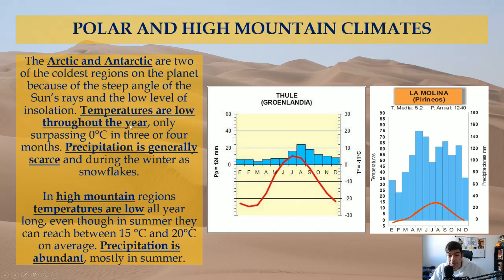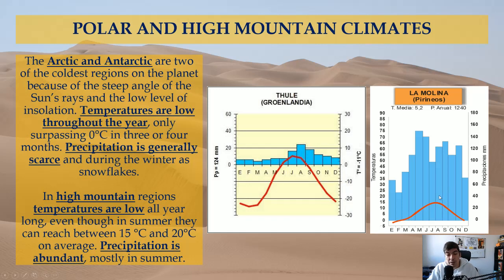Okay, and the temperatures are low throughout the year, and they only surpass the 0 degrees mark here a few months of the year, usually in summer. And the precipitation is generally scarce, and during the winter as snowflakes. That is why they are sometimes called cold deserts, these areas.